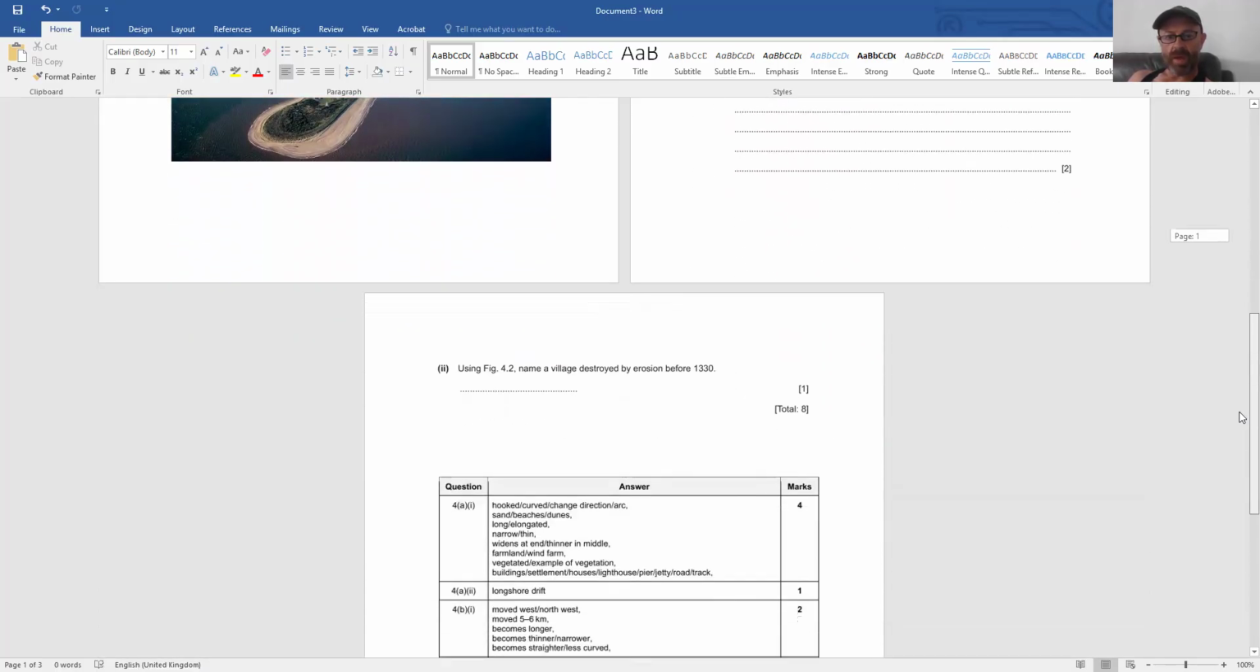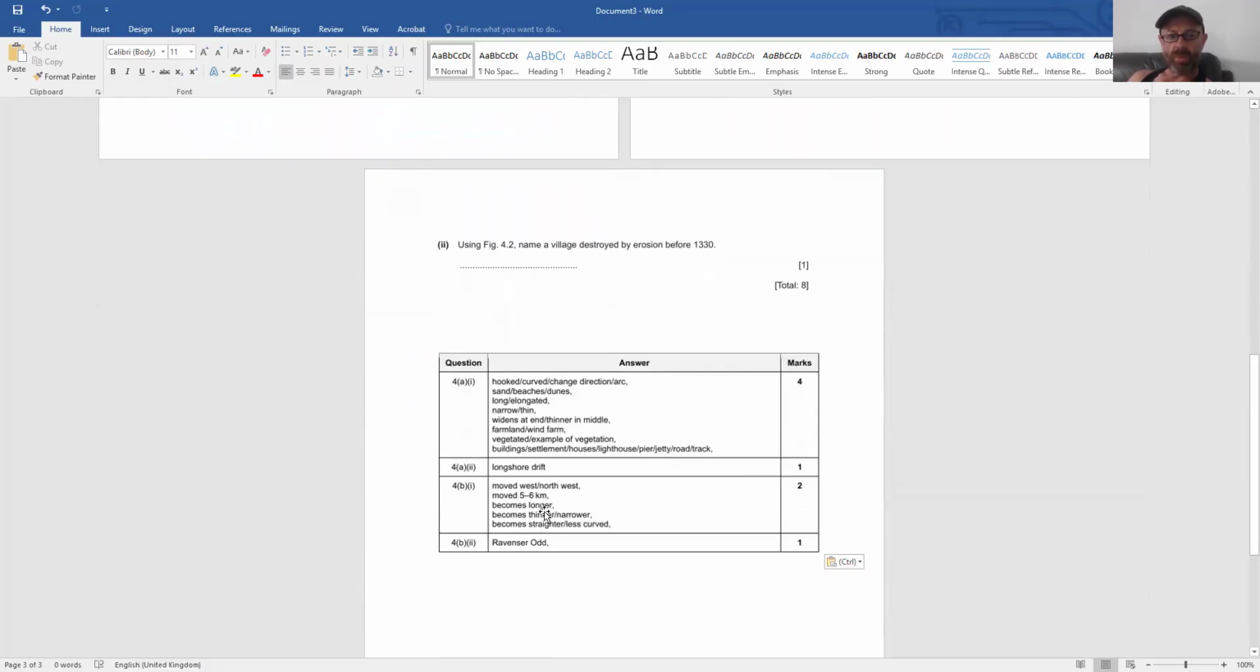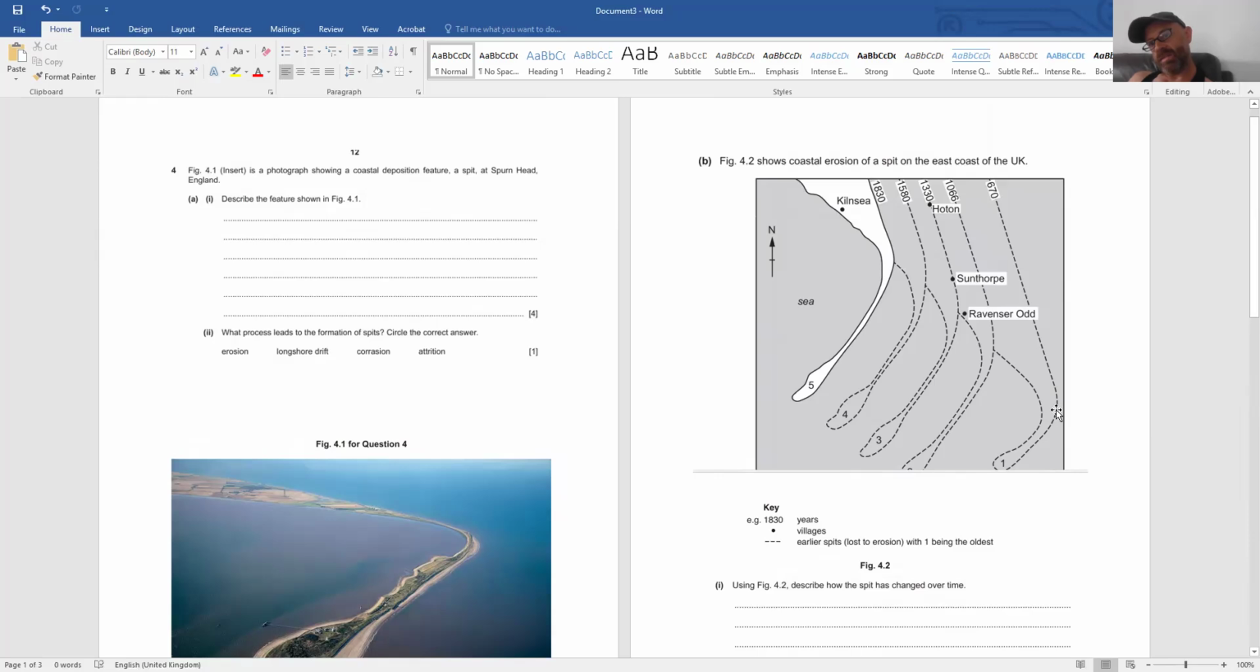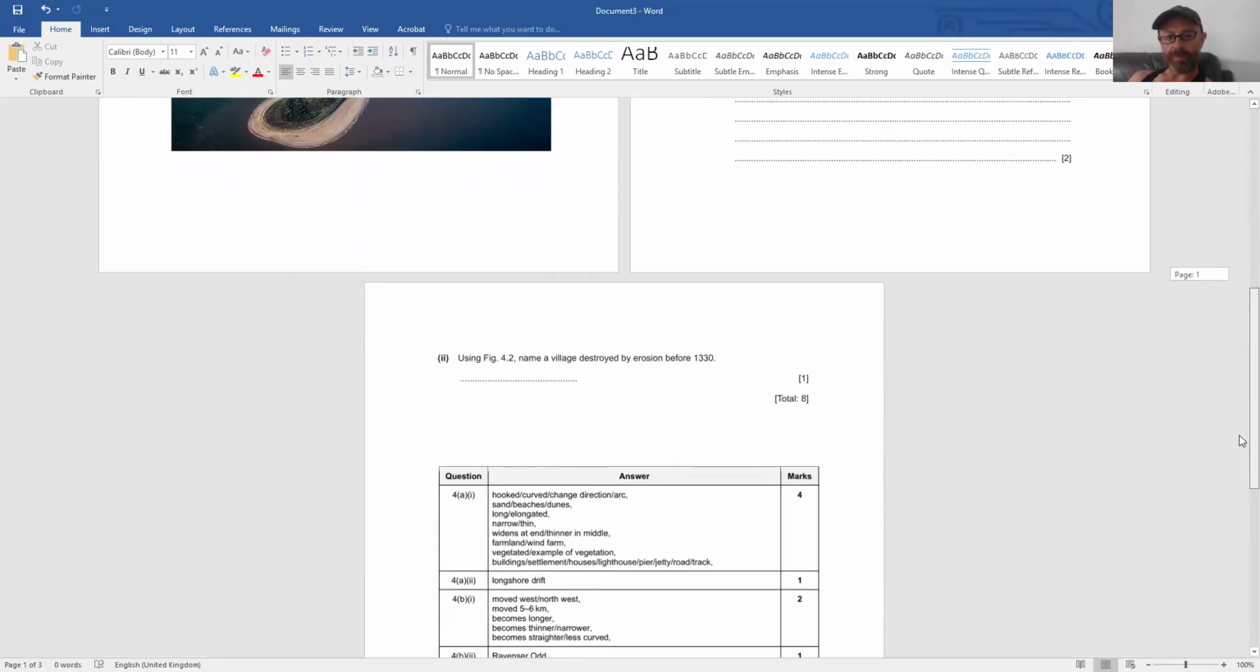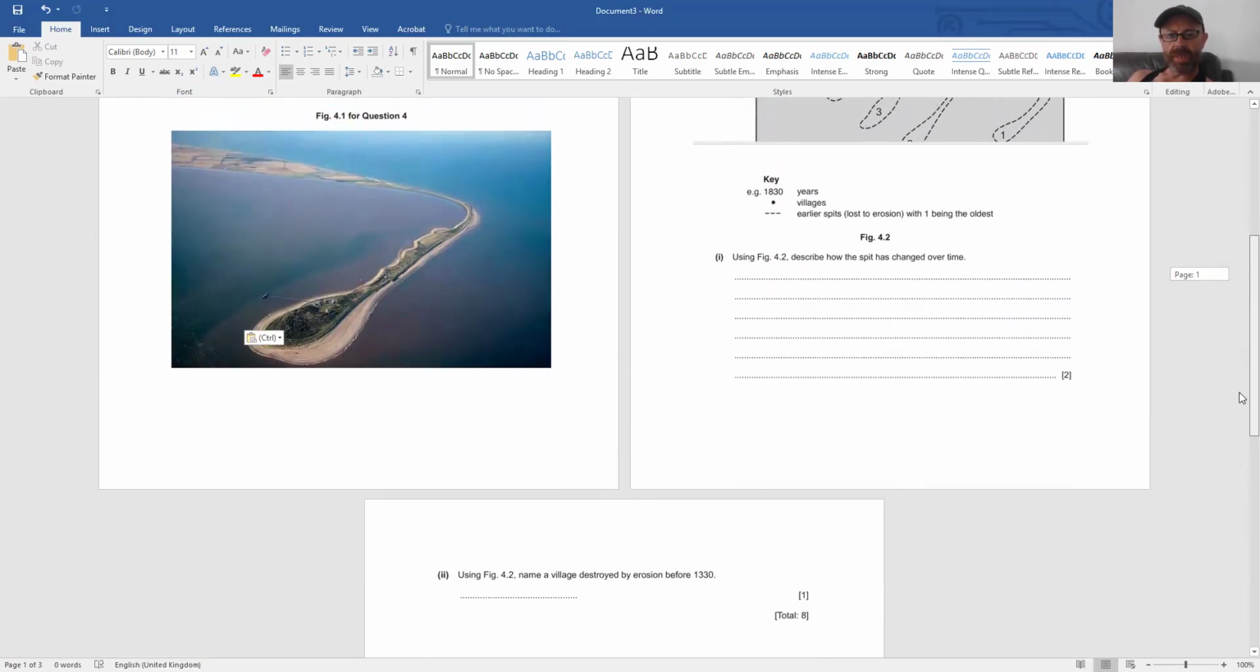Let's have a look. Yeah, so it moves west northwest, moves five, becomes longer, becomes thinner, narrower, becomes straighter, less curved. Okay. Here it started off quite curved, but over time it's kind of straightened out. It's gone from a short, fat, curved one to more of a longer, straight one as it's retreated 5 or 6 kilometers to the northwest. That's your points. Okay. And then finally, using figure 4.2, name a village destroyed by erosion before 1330.